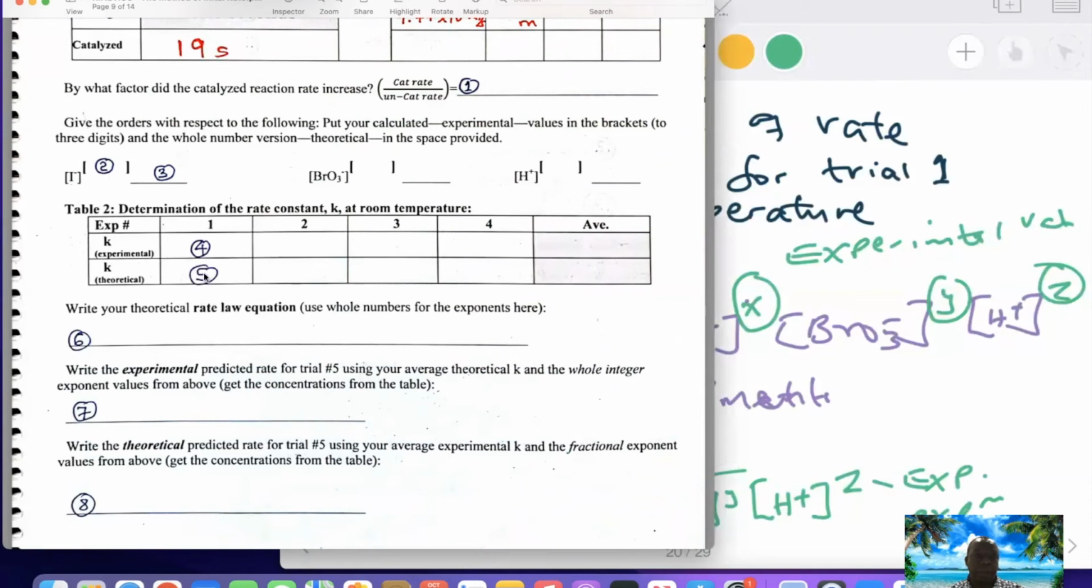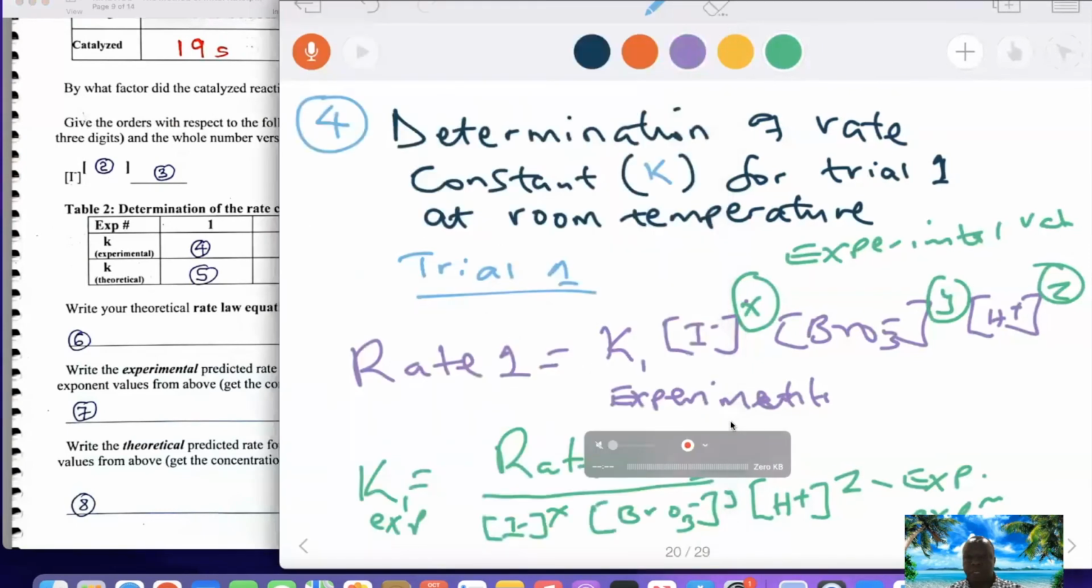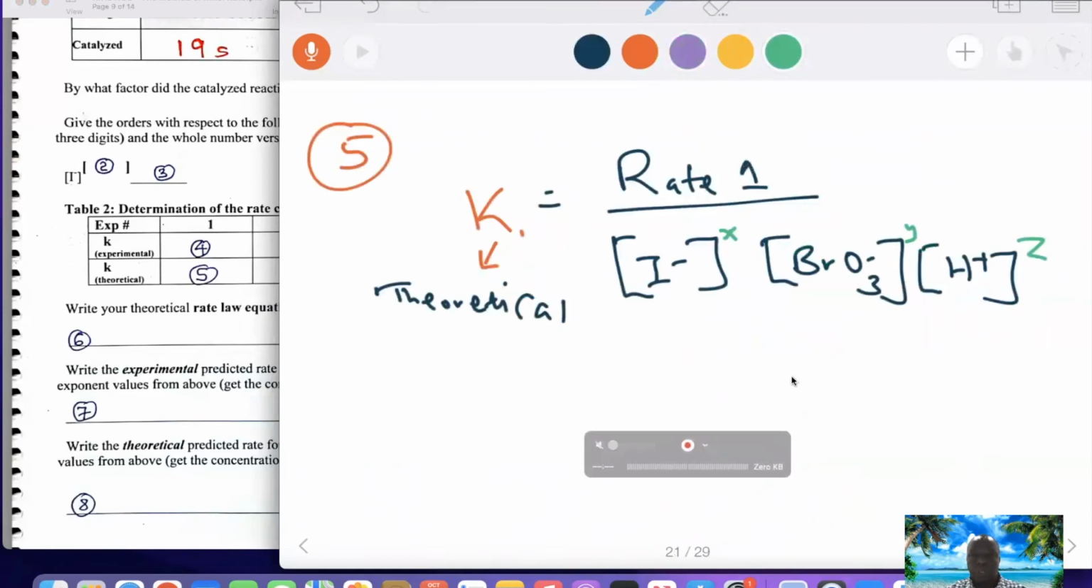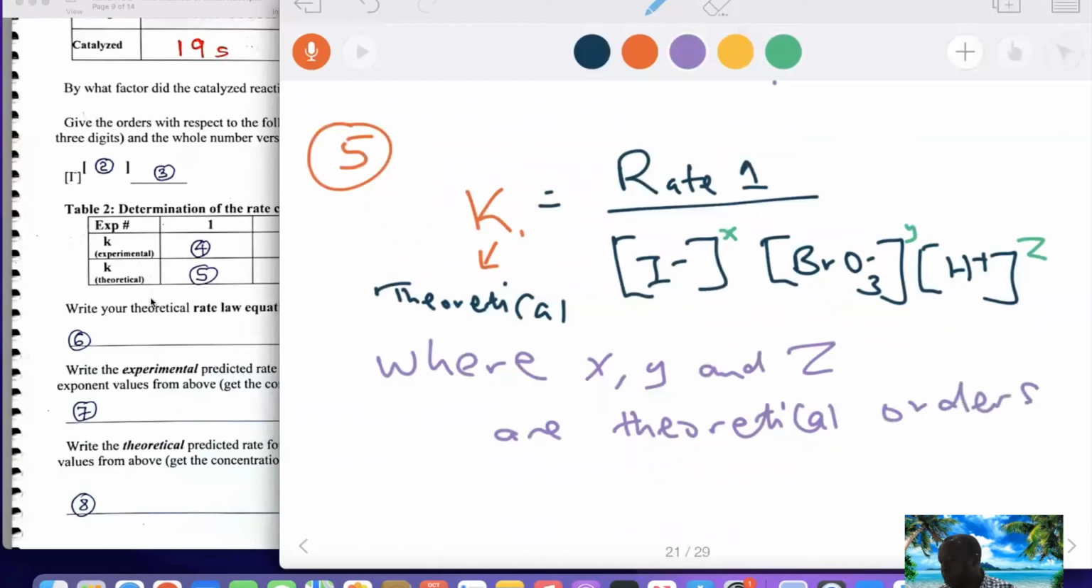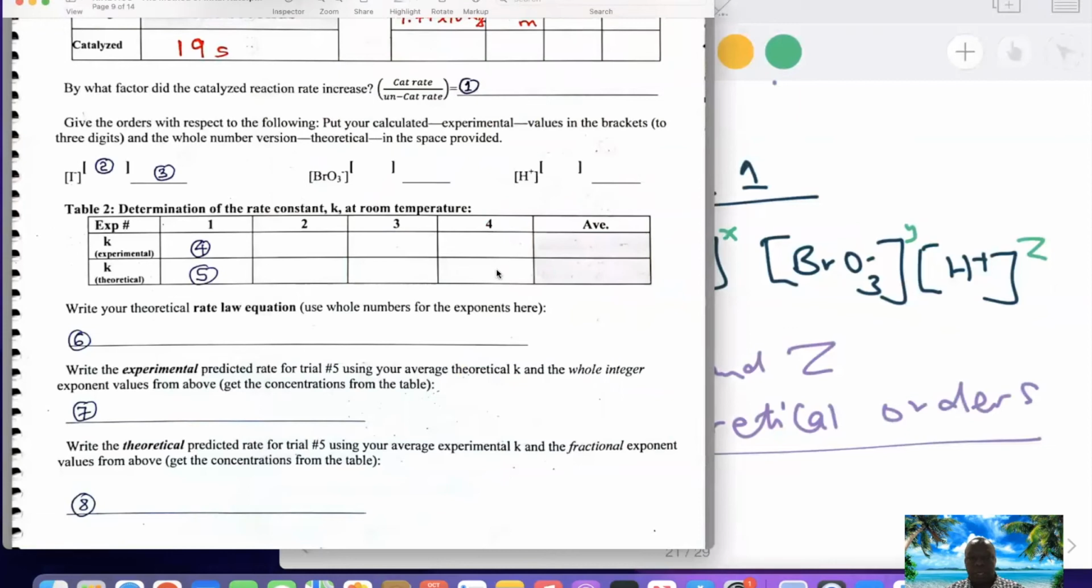Now, theoretical, that is item 5 here. The only difference is you will use the theoretical orders. So here is item number 5, where X, Y, and Z are the theoretical orders with respect to each species: iodide, bromate, and hydrogen ion. Just like in trial 2, you'll do the same thing. Trial 3 and trial 4, there will be K2, K3, K4, then add the 4 theoretical rate constants and divide by 4 to get the average.